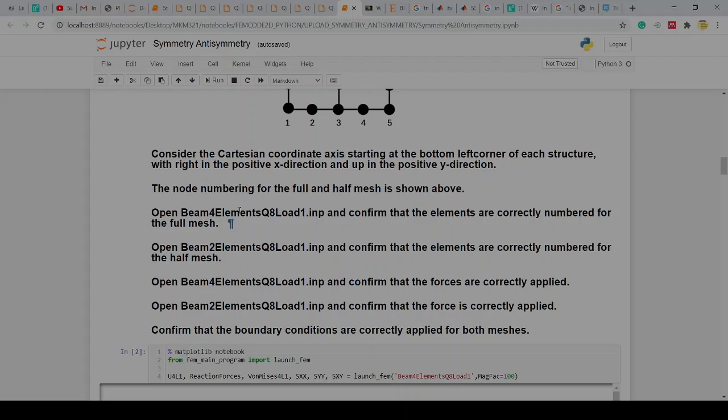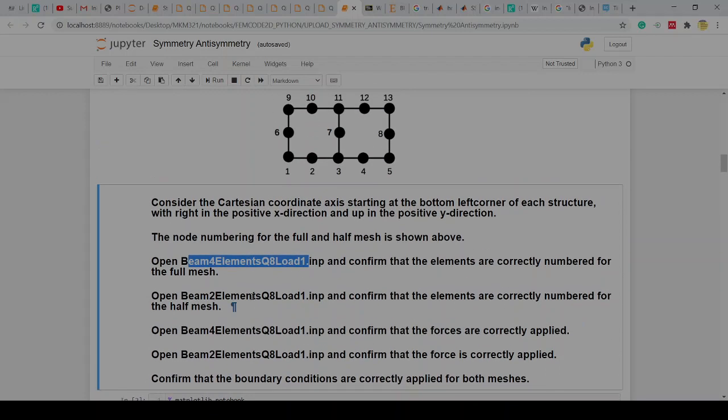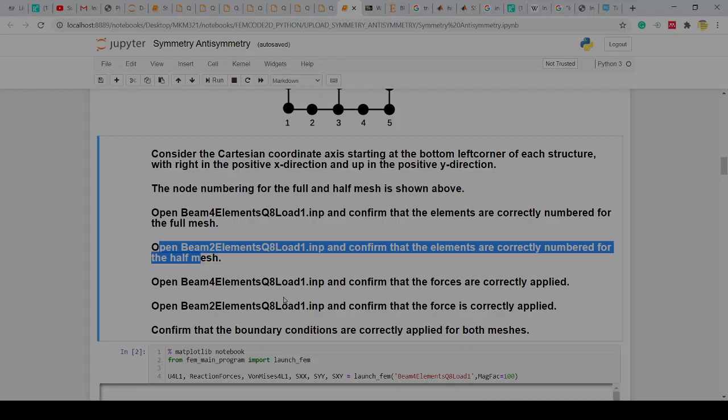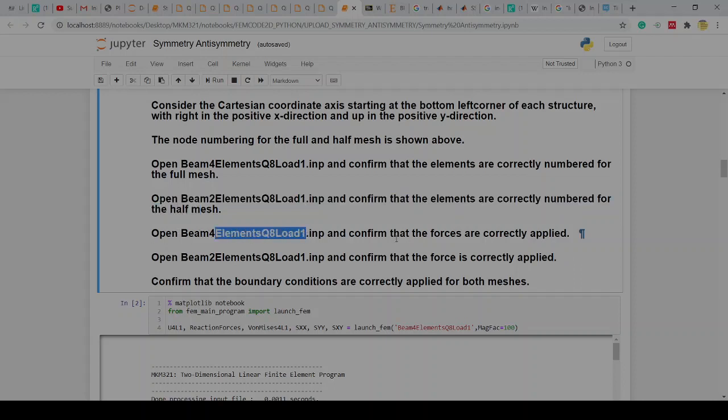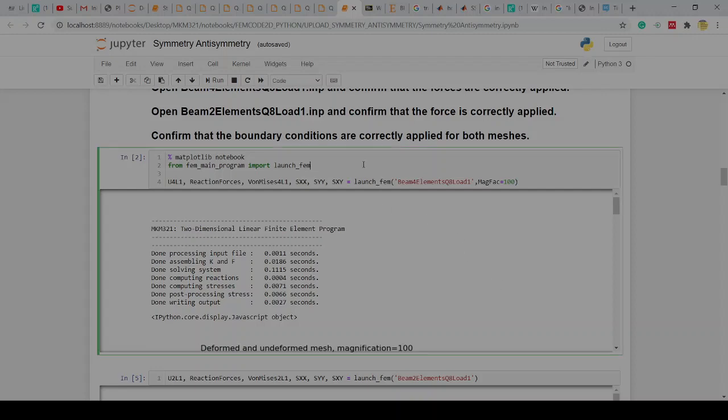Okay. So what I want you to do is open the beam 4 elements Q8 load 1 input file and confirm that the elements are correctly numbered compared to the full mesh. Okay. Beam 2 elements Q8 load 1, confirm that the elements are correctly numbered for the half mesh. These are things that you can do on your own time. This is why I'm going to give you some time to work through this in this class. Open the beam 4 elements Q8 load 1 and confirm that the forces are correctly applied. Open the beam 2. So this is now with 2 elements only. Q8 load 1 and confirm that the forces are correctly applied. Confirm that the boundary conditions are correctly applied for both meshes. Okay, so this is what I want you to do. You need to be able to go and confirm these things.